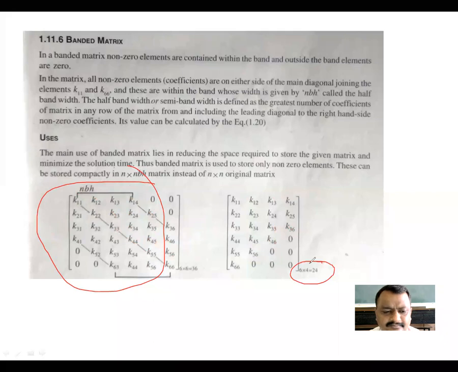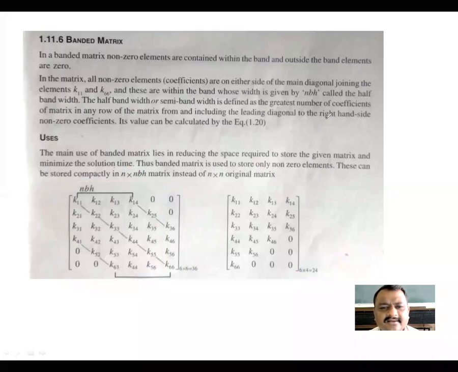That is, instead of 36 elements, we can get the same answer by storing 24 elements or 24 terms. So that is where the banded matrix is useful. That is, n into NBH is the matrix size instead of n into n. So this is what the banded matrix is all about. Is that clear? Is the concept on banded matrix clear to everyone?